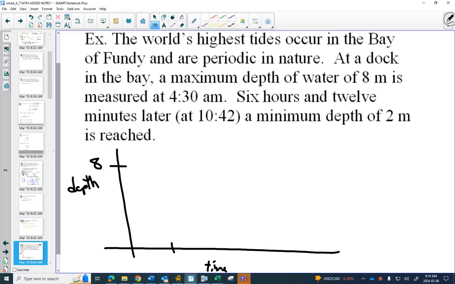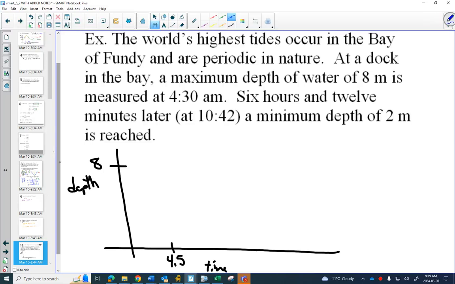This problem with time. How do you type 4:30 into your calculator? 4.5. Why 5? Isn't it a 3? Shouldn't you do 4.3? Wouldn't that be nicer? Yeah, like 4:30 is 4.5 because it's a half an hour, right? And you're like, oh yeah, 4.5. What are you going to do at 10:42? More than 10.5, but what are we going to do?